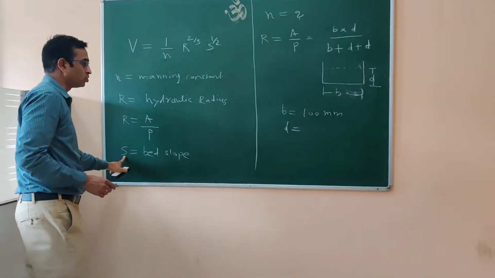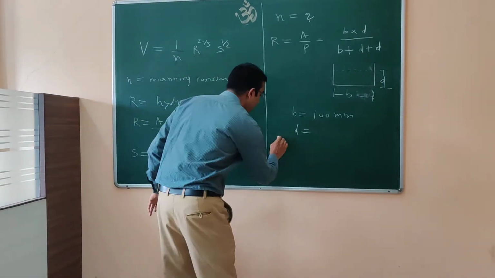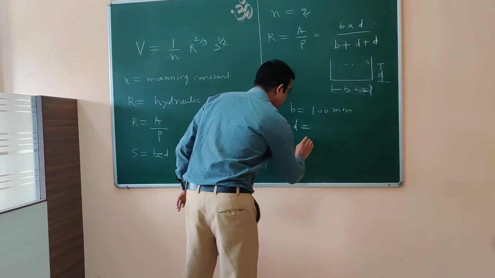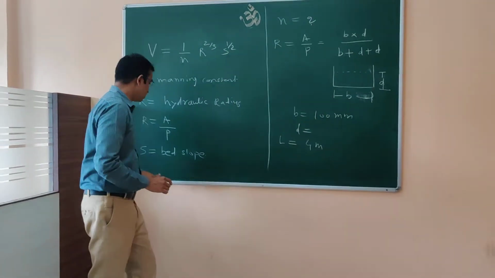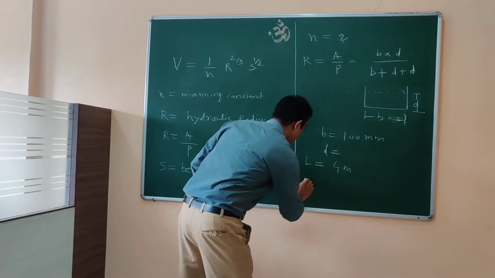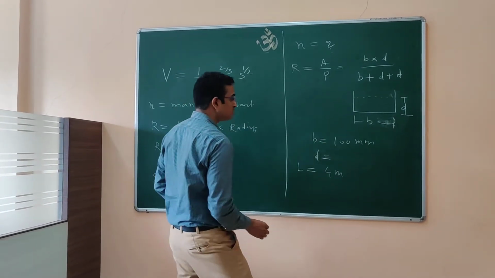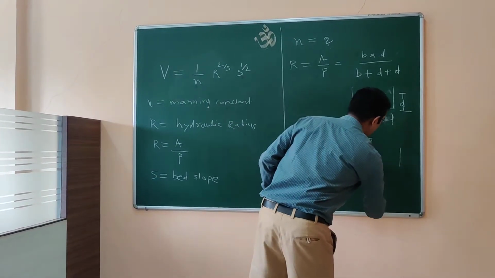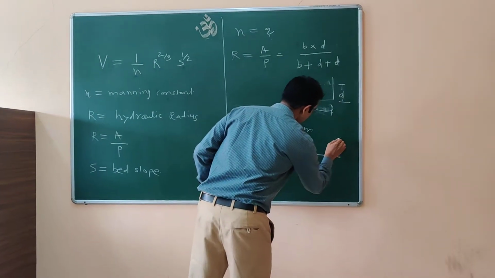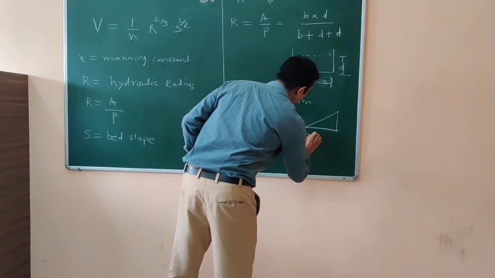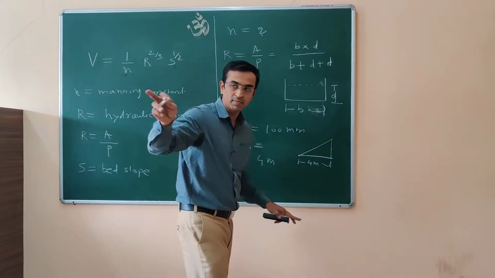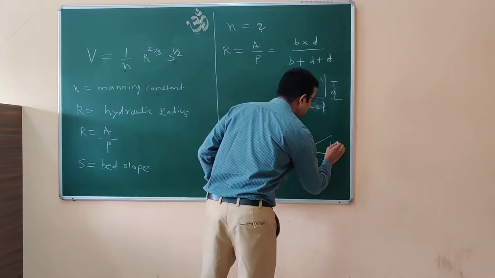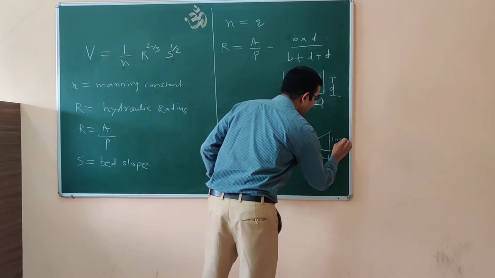Now regarding bed slope, I already told you the length of the channel is 4 meter. How are we going to calculate the slope, I will tell you, just a minute. See, this is the length, 4 meter, and whatever slope we have provided with the help of this hydraulic jack, we are going to make right here 10 mm.